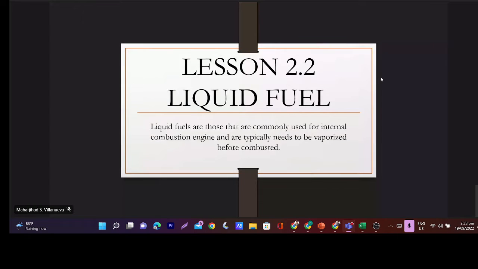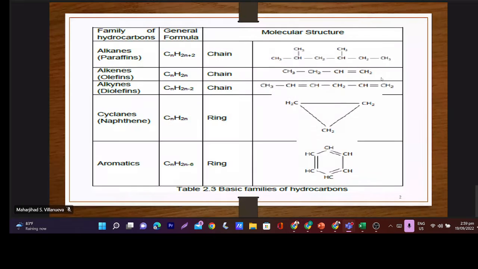We will be discussing the type of fuel, which is the liquid fuel. I'm Ayeza Camille A. Urquiza, and let's start. Liquid fuel. Liquid fuels are those that are commonly used for internal combustion engines and typically need to be vaporized before being combusted. They are also combustible, energy-generating molecules that can be harnessed to create mechanical energy, typically kinetic energy. Instead of the fluid itself, liquid fuels are flammable in their fumes.